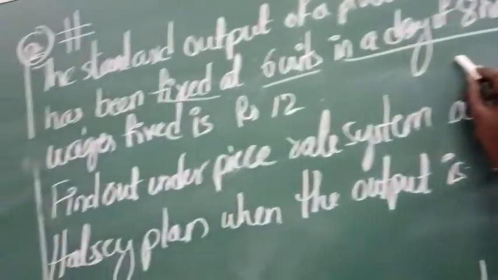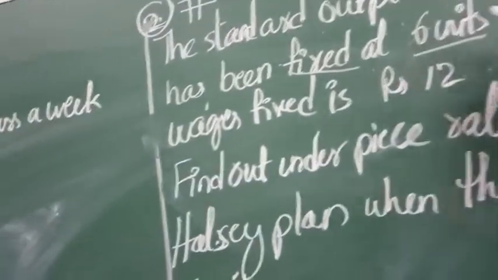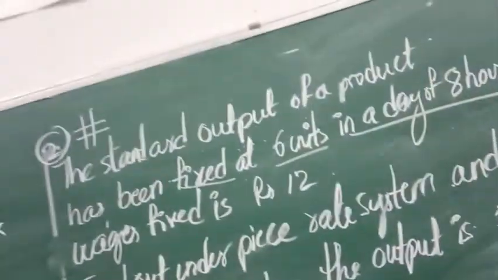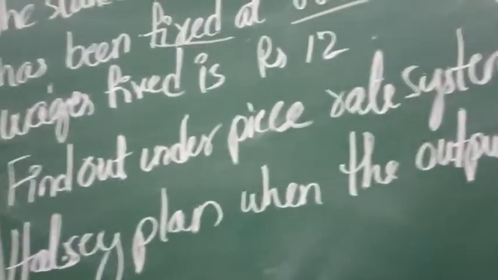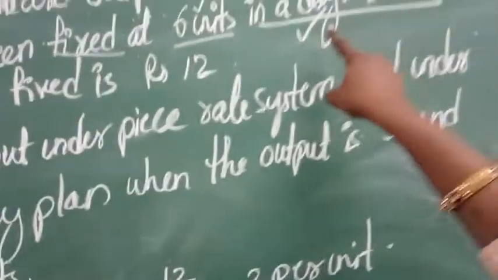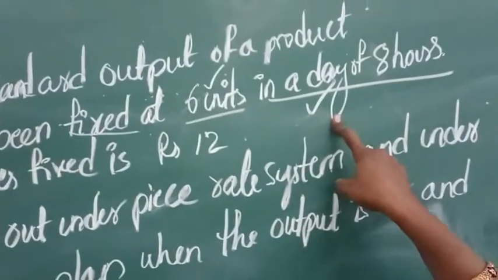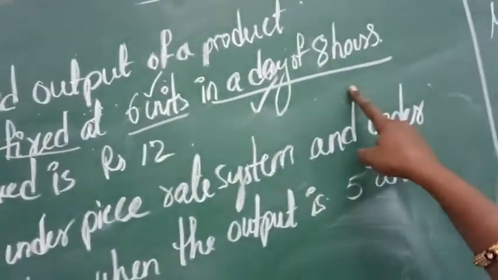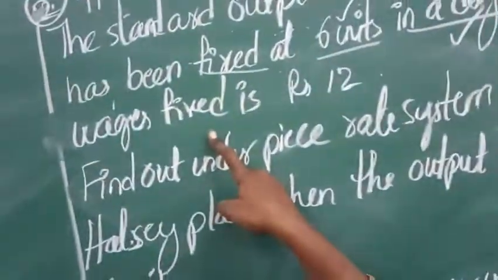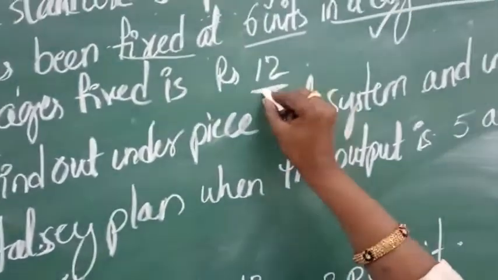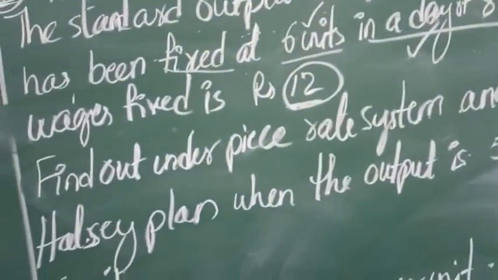You can see here the standard output. Output means how many units he is producing. 6 units in one day. One day means how many hours? It is 8 hours. Wages is fixed. Wages is fixed for how many rupees? It is fixed at 12 rupees.